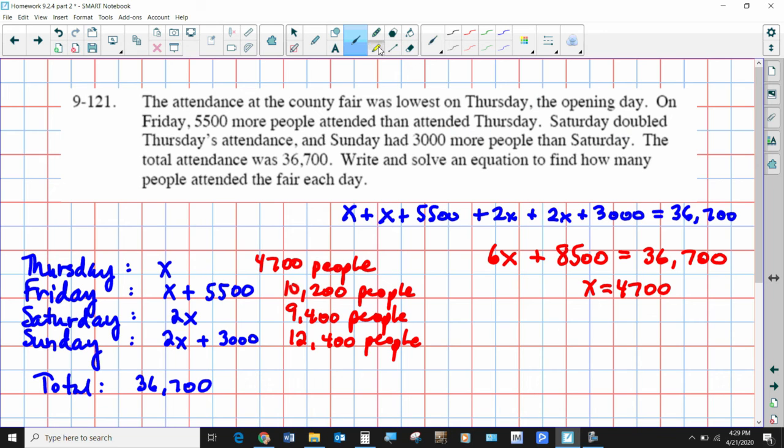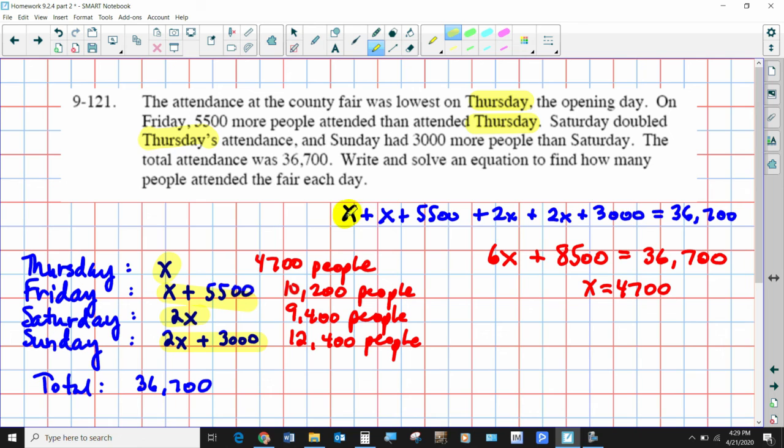Okay, well, I'm noticing that a lot of these are being compared to Thursday. So I think it's prudent to make Thursday our X. So Friday is X plus 5,500, and Saturday is 2 times whatever X is. The only one that gets a little bit tricky here now is Sunday, which is being compared to Saturday. So if it's 3,000 more than Saturday, then we'll take 3,000 plus the 2X, or 2X plus 3,000.